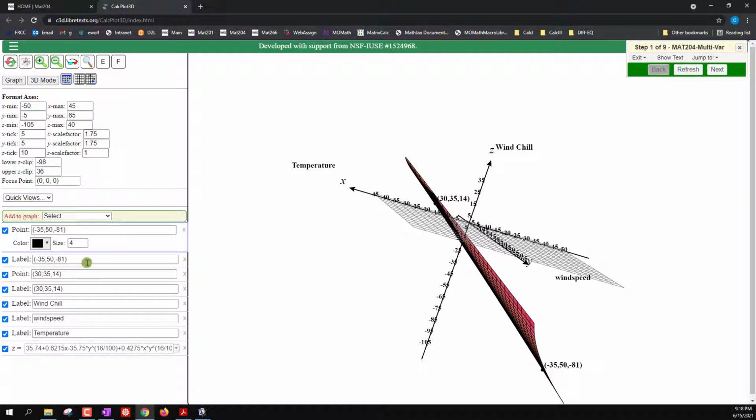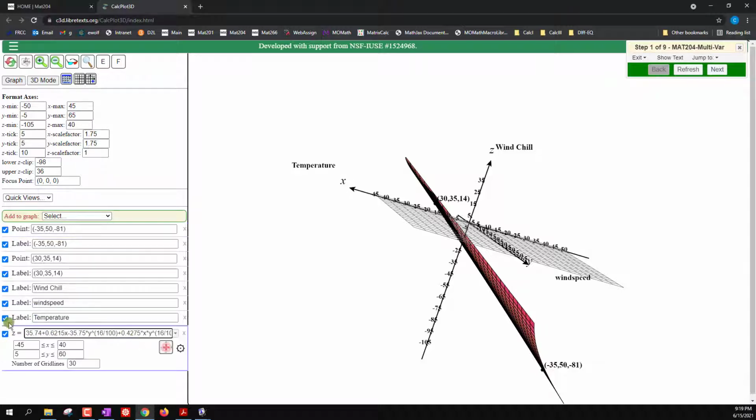But if we want to see the domain of the function I plotted, go ahead and click on this graph, or this line right here, and we see, yeah, I restricted the domain to be x values between minus 45 and 40, and y values between 5 and 60.